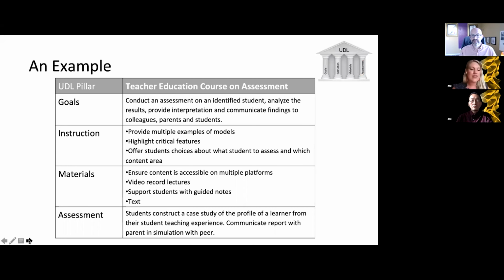And so if you look at the first row in this table, one of the outcomes, one of the student learning objectives of my course is that my students need to be able to conduct an assessment on an identified student and analyze the results, provide interpretation, and communicate findings to their colleagues, parents, and students. That is a high goal that I expect for every student in my class to achieve.